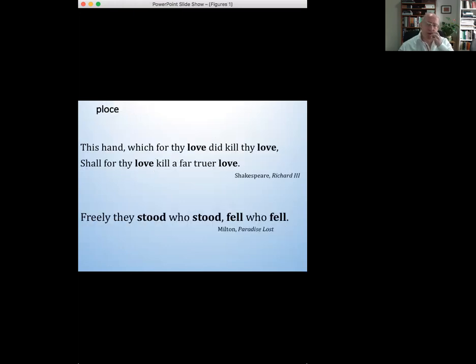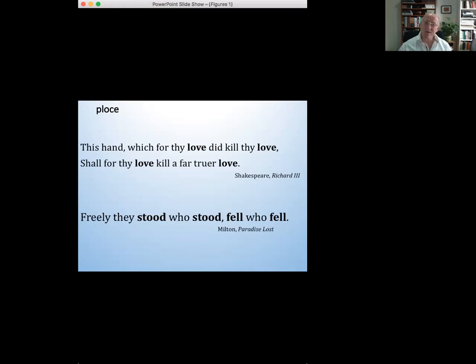Now, ploce is a fairly simple figure, perhaps not so unusual or uncommon, but nevertheless often traditionally identified as a figure where you have a repetition of a particular word in a clause or sentence or line. As we have with Richard, staying with Richard III, speaking to Anne, trying to get Anne to forgive him for his murders: This hand which for thy love did kill thy love, shall for thy love kill a far truer love.